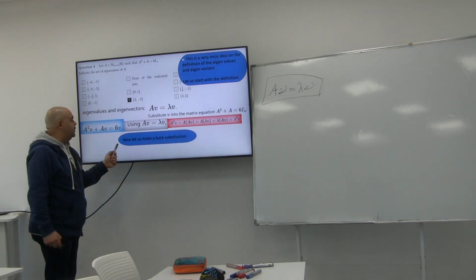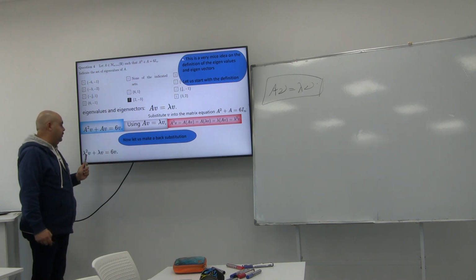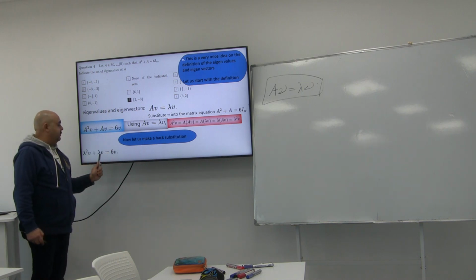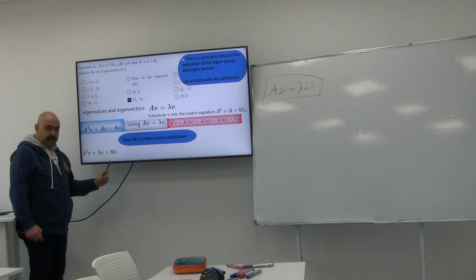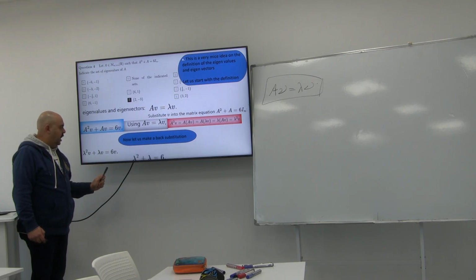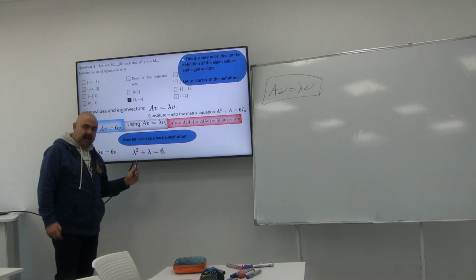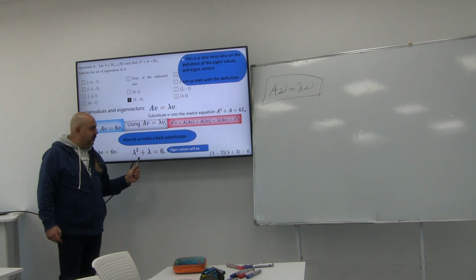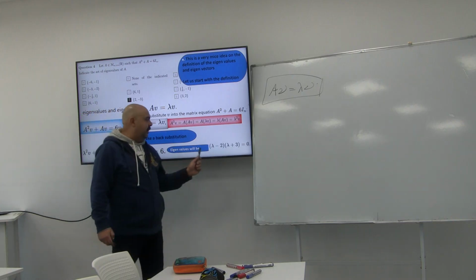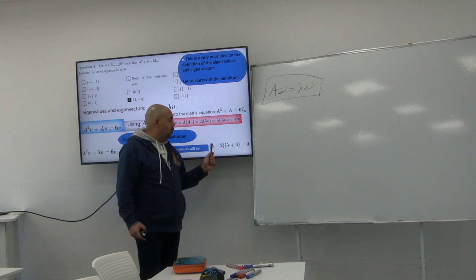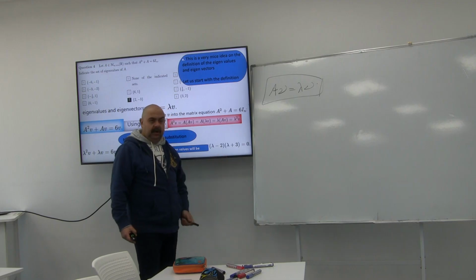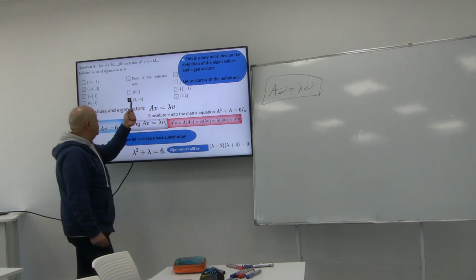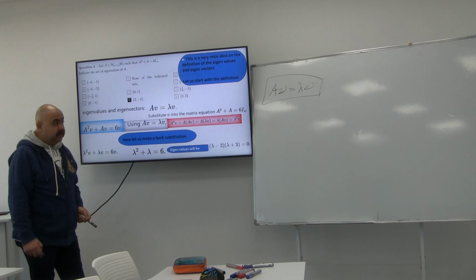Now I'm dealing with a quadratic equation: lambda squared V plus lambda V equals 6V. Divide by V, or remove V from both sides, and I will have an equation in the eigenvalues. Solving this equation gives the values of the eigenvalues for this condition, which are lambda equal to 2 and lambda equal to -3. This is why G is the correct answer.